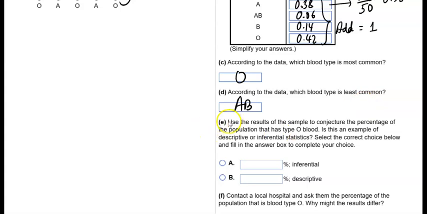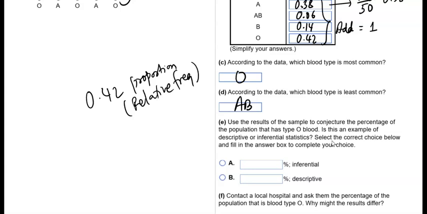Part E says, use the results of the sample to make a conjecture of the percentage of the population who has O type blood. Is this an example of descriptive or inferential statistics? So you have to look for the percentage of O blood type. Remember that proportion is percentage. So 0.42 is a proportion, also called relative frequency. In other words, 0.42 is the same as 42%.